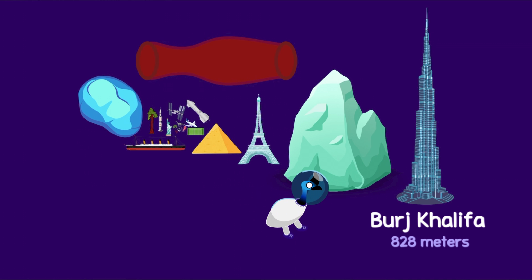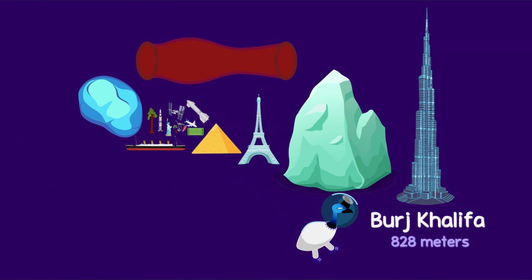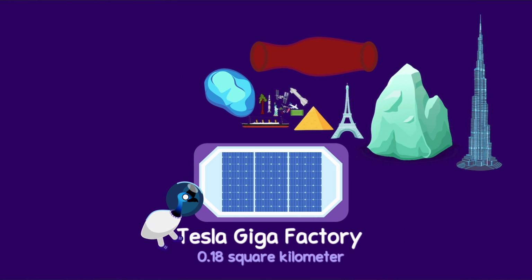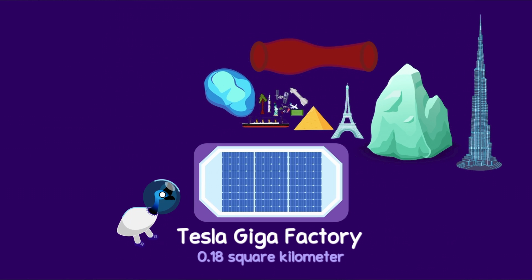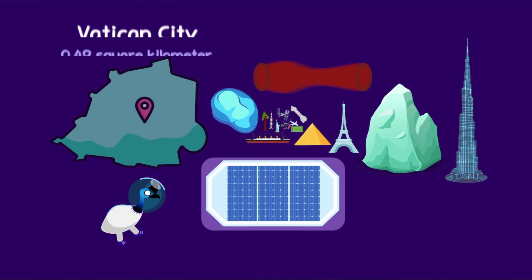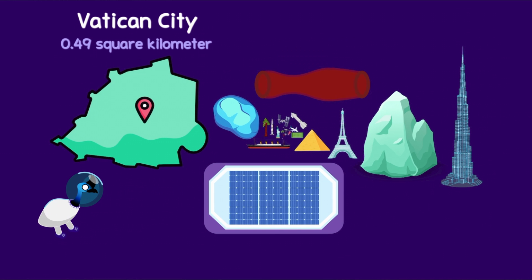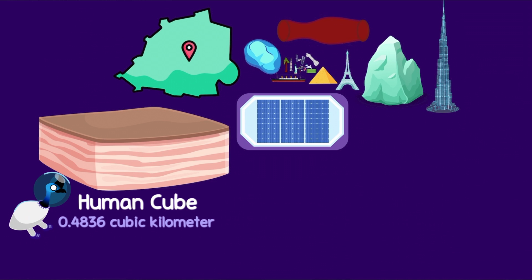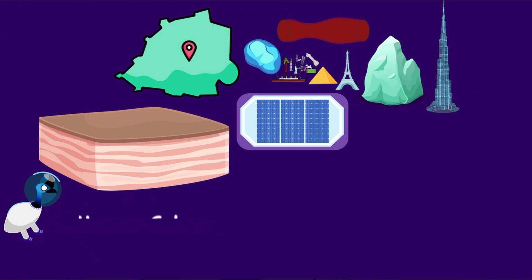Burj Khalifa, 828 meters, the tallest building in the world. Tesla Gigafactory, 0.18 square kilometers. Vatican City, 0.49 square kilometers, the smallest independent state. Human cube, 0.4836 cubic kilometers. This is how huge it is if all 7.8 billion humans smoosh together into a giant cube.